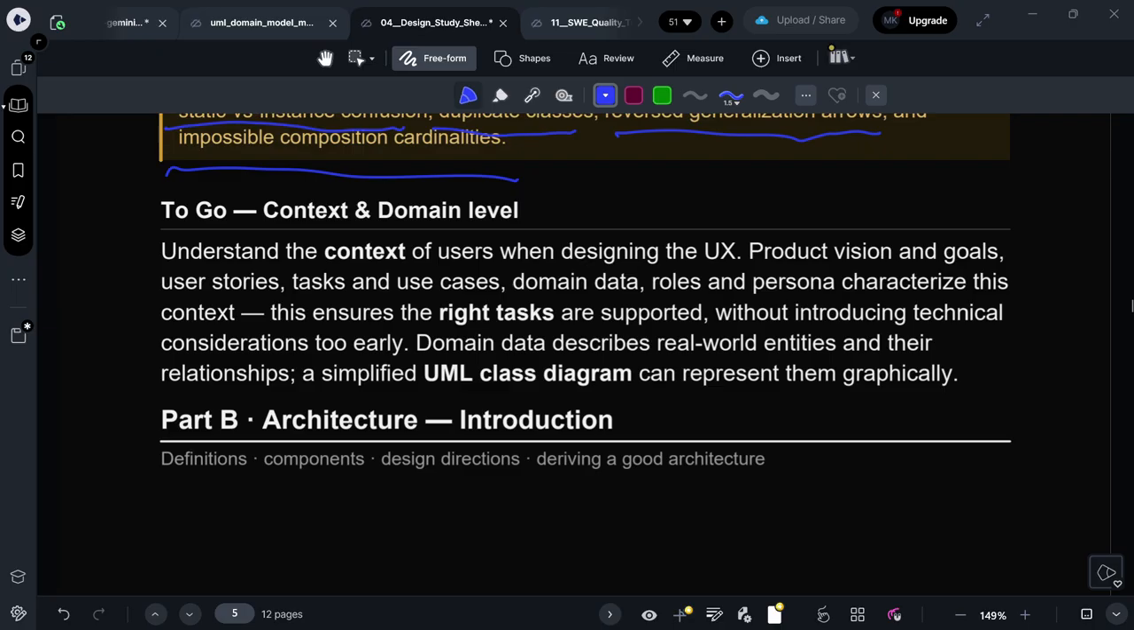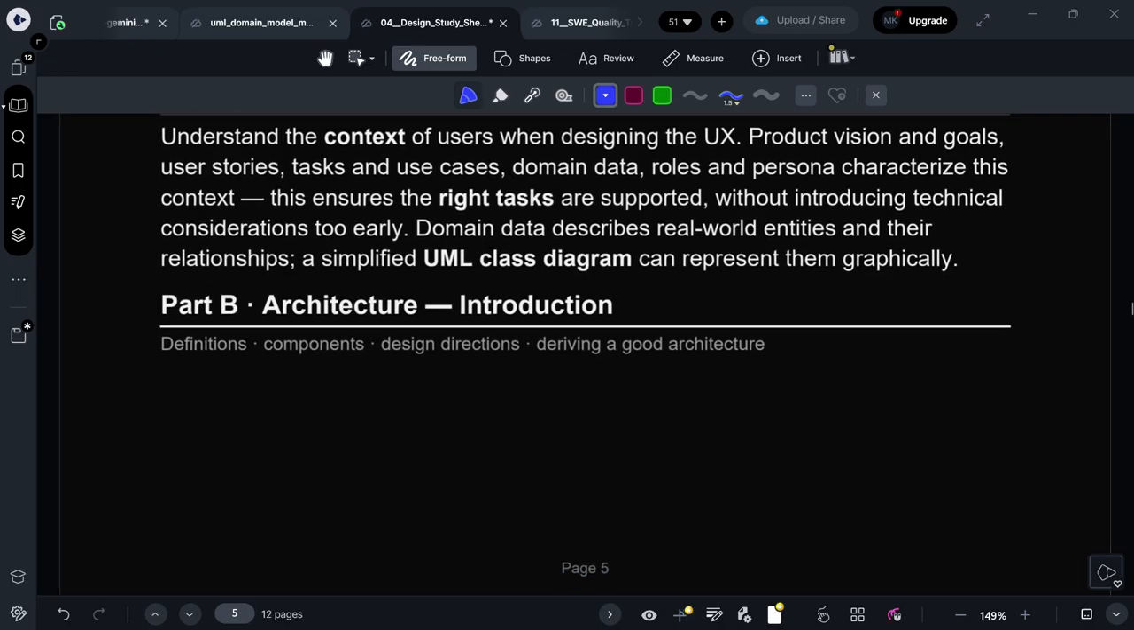and goals, user stories, tasks and use cases, domain data, roles and personas characterize this context. This ensures the right tasks are supported without introducing technical considerations too early. And then domain data describes real-world entities and their relationships. A simplified UML class diagram can represent them graphically.